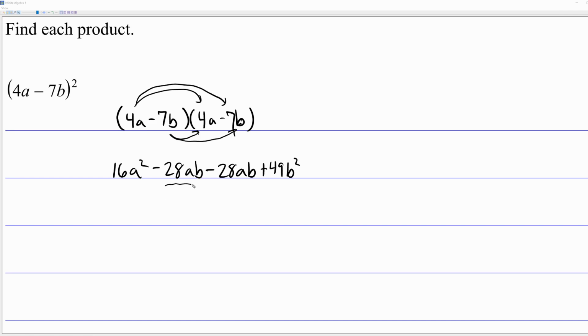The 2 terms in the middle, those are like terms. So the final answer is 16a squared minus 28 minus 28. That's minus 56ab. And then plus 49b squared.